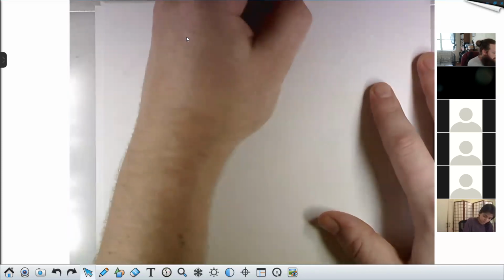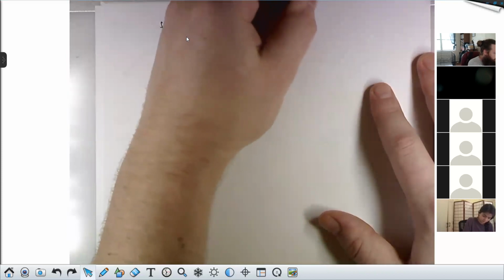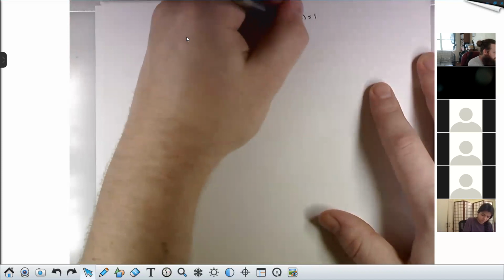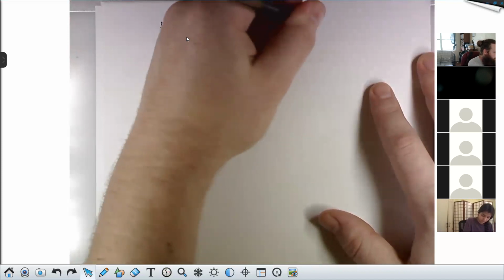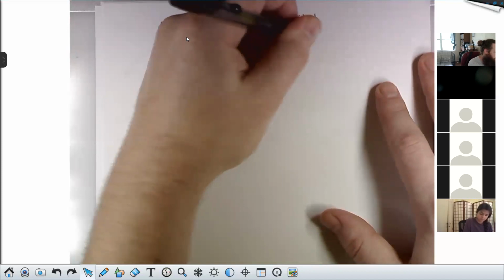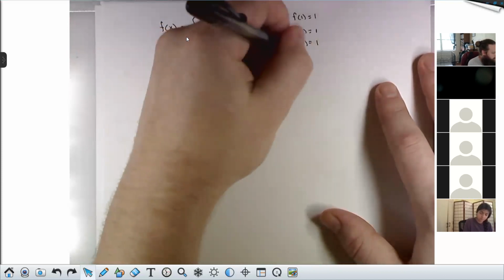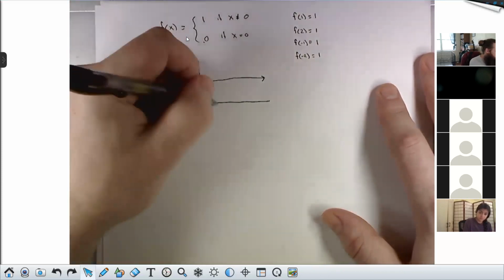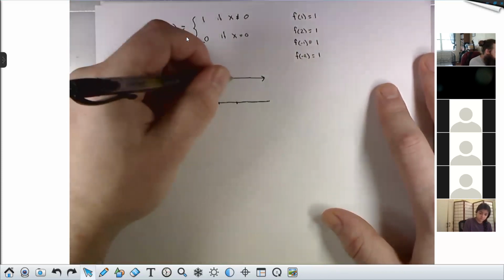So if you want to plug in some points like f of 1, well, 1 is not equal to 0, so f of 1 would be 1. F of 2, 2 is not equal to 0, so f of 2 would be 1. F of -1, -1 is not equal to 0, so that would be 1. F of -2, -2 is not equal to 0, so that would be 1. Right, that's all of these points.